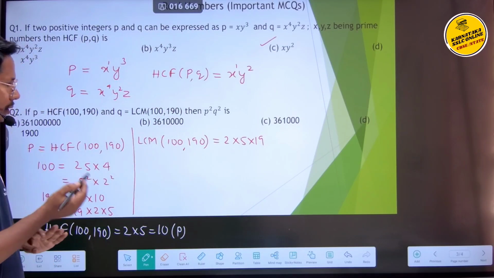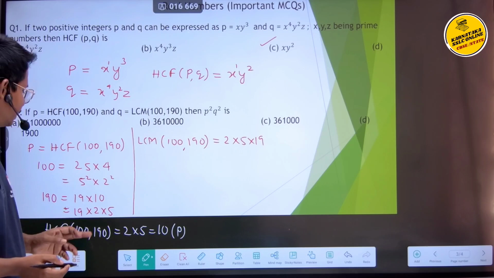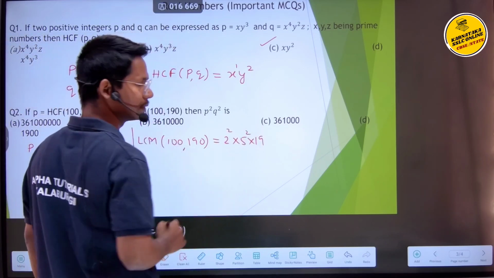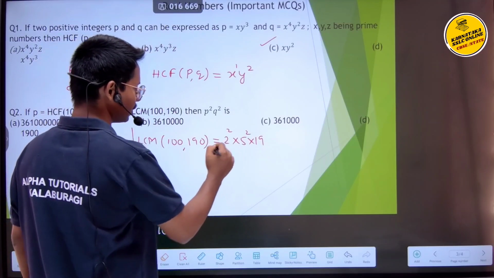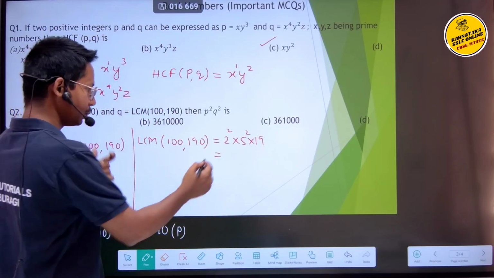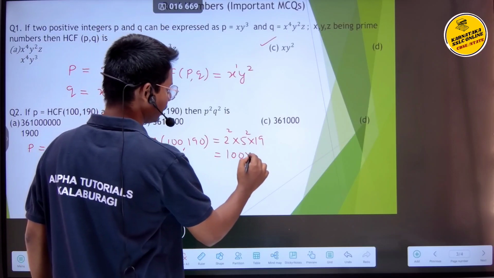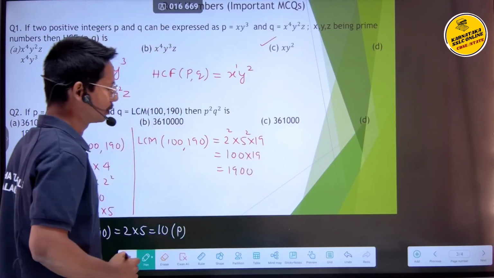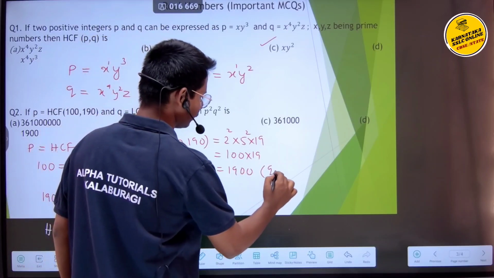Okay, now we have to go with the highest degree. If you observe, we have 2 square and 5 square. So it is going to be 2 square 4, 5 square 25, so 100 into 19. So I'll get 1900. Okay, this is nothing but our Q value.